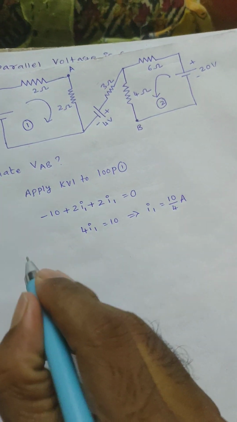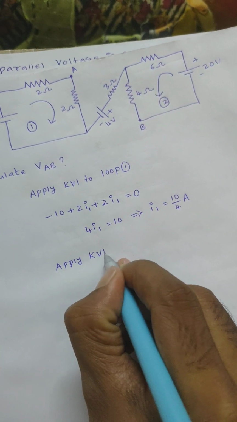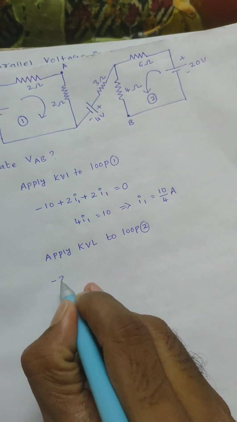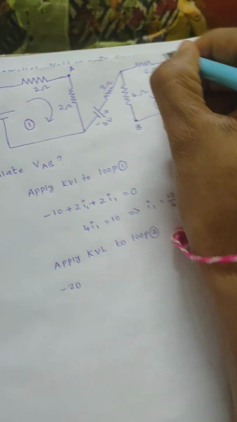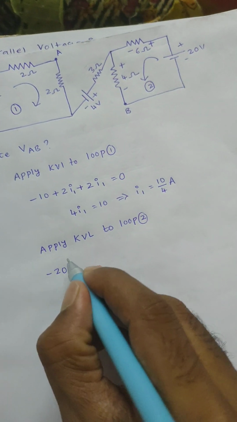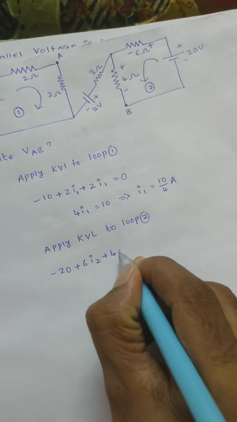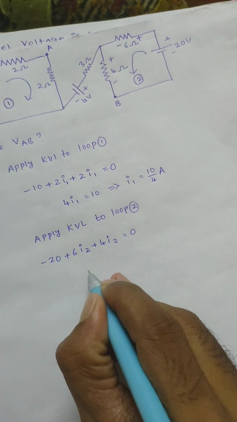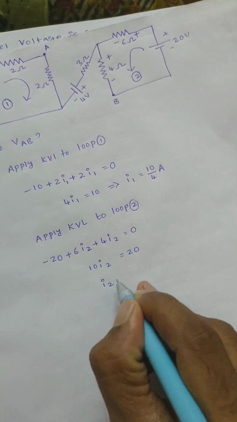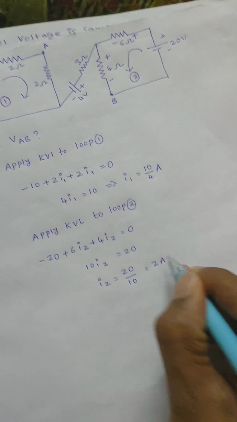Next, similarly apply KVL to loop 2. Here, minus plus minus 20, again plus minus in the anti-clockwise direction. Then plus 6 into I2 plus 4 into I2 is equal to 0. Then 10 I2 is equal to 20, so I2 is equal to 20 by 10. It is 2 amperes.